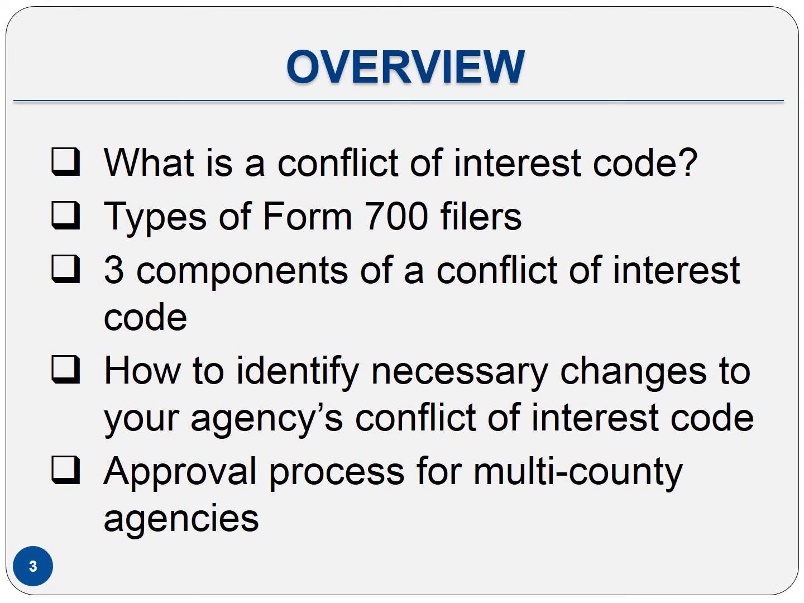During the webinar, we will explain what a conflict of interest code is, different types of Form 700 filers, three components of conflict of interest codes, how to identify necessary changes to your agency's conflict of interest code, and for multi-county agencies, the approval process. Regulation 18750 was recently amended by the FPPC and streamlines the amendment process for multi-county agencies. The last part of the webinar is specifically about multi-county agency code approvals, because the FPPC is your code reviewing body. At that time, we will announce to the rest of the audience that they may not want to stay.